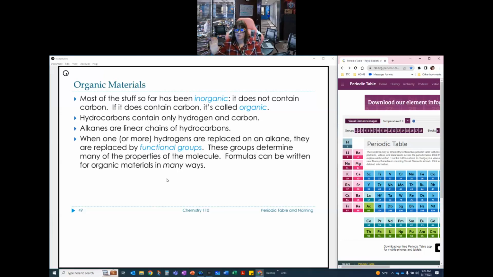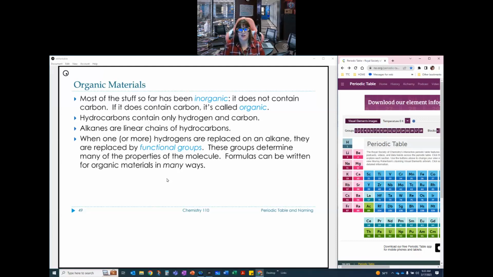Okay. Now, is it important that you know that stuff? Well, maybe. If you're going to take organic chemistry, it will be important to you. Are we going to ask you to name some organic things? Yes, and we'll talk about how we do that. But I'm not going to get into how we do the common names, which we'll talk about later too.